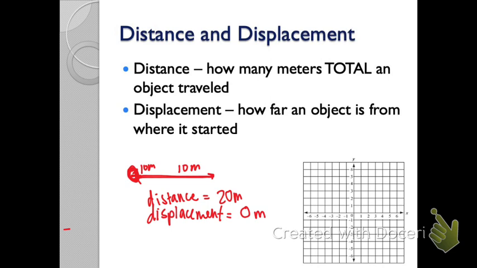I know I feel like I'm saying every word that starts with D ever right now, but distance is the total amount of meters that we walk. Displacement is how far we're ending up from where we started. Okay, and we're going to see a difference in those.